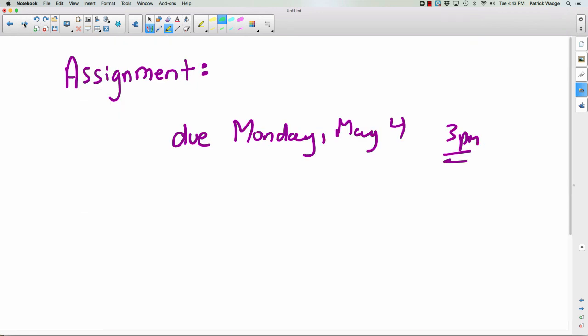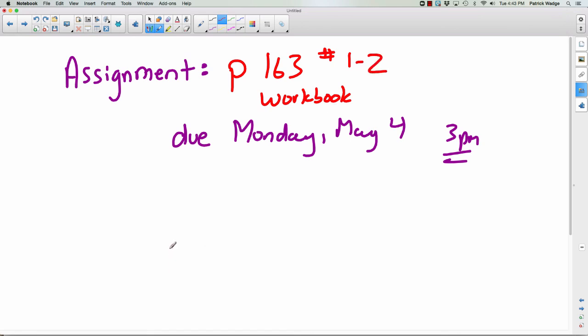Here's the assignment. It's going to be due on Monday, May 4th at 3 p.m. It's pretty small. It's only one page in your workbook. It is page 163 in your workbook. You're going to do the whole page. It's only 2 questions. Numbers 1 to 2. I don't think that's going to take you too long.